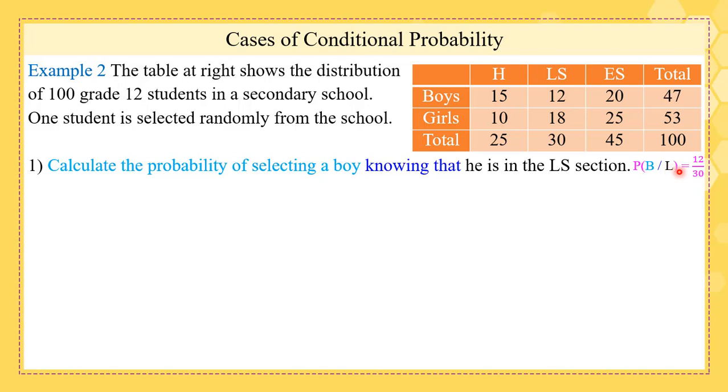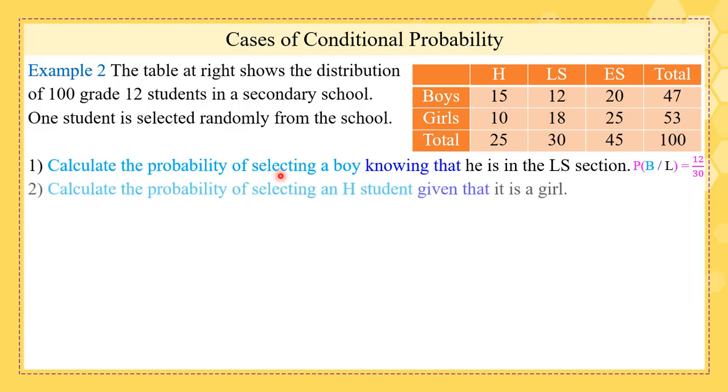In this case we have to hide everything but the LS section. This is the LS section, and we need to select a boy from this section, and the probability in that case would be 12 over 30. So the keyword here is going to be knowing that. And notice that the event that is put in the numerator is the event that follows calculate the probability directly.